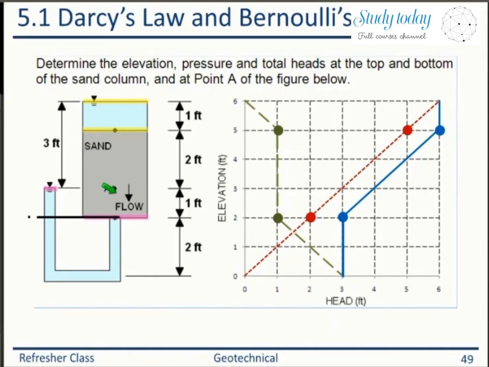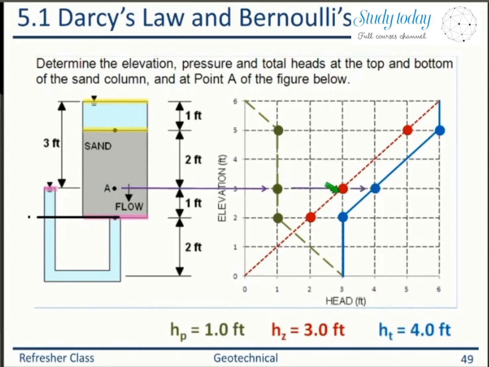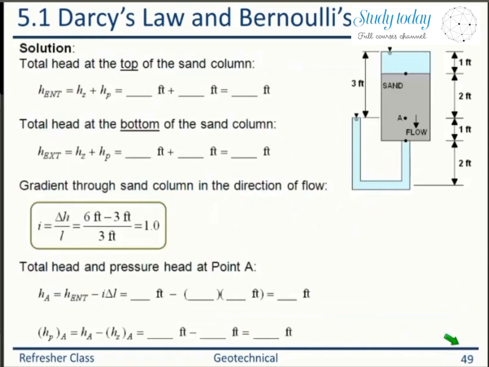Now if you want to find at point A, which is at the elevation of 3, from the elevation draw the line. That will give you pressure head equal to 1, elevation head equal to 3, and total head equal to 4. So mathematically, 1 plus 3 is equal to total head 4. So this is how you will draw the plot.